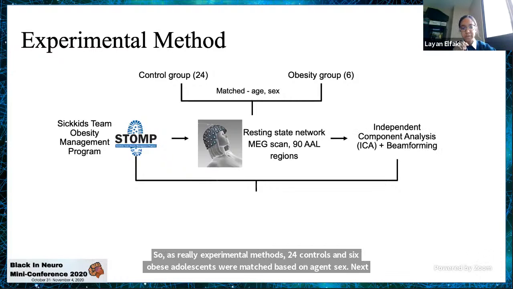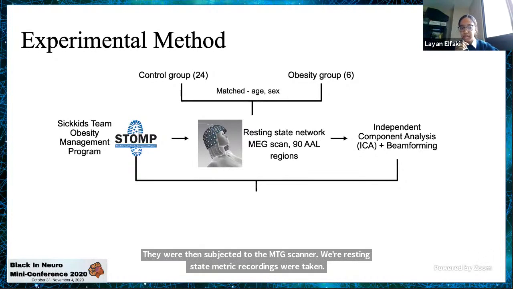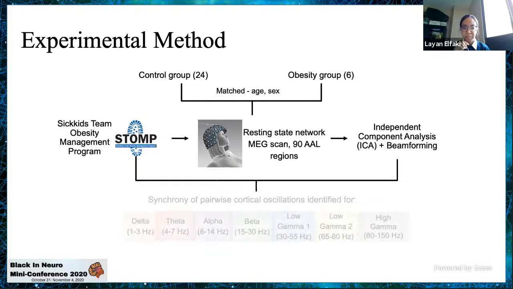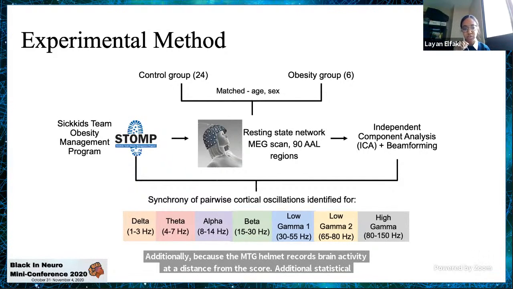This was done with respect to 90 regions identified using the Automated Anatomical Labeling, or AAL, atlas. Additionally, because the MEG helmet records brain activity at a distance from the skull, additional statistical analyses had to be done to first eliminate noise in the data due to physiological artifacts, but also to differentiate the recorded activity to their respective emitting brain regions. Once done, synchrony of pairwise cortical oscillations were identified with respect to 7 oscillatory frequencies, as shown here.